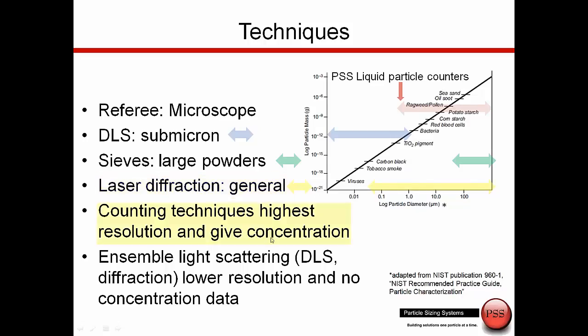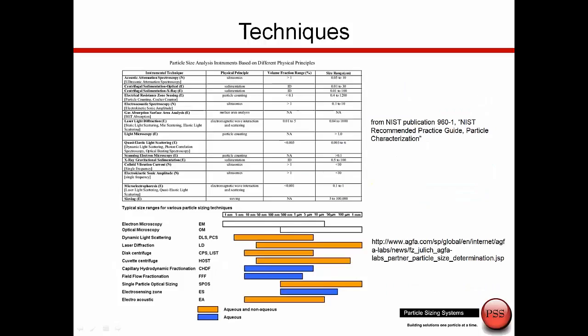Counting techniques have a higher resolution and give us a concentration. I show you here the dynamic range of the particle counters from particle sizing systems. But realize that as we use light scattering techniques, which are usually ensemble techniques, lower resolution and no concentration information is available. So as you look at other techniques, we can actually then understand what size range they can work in.